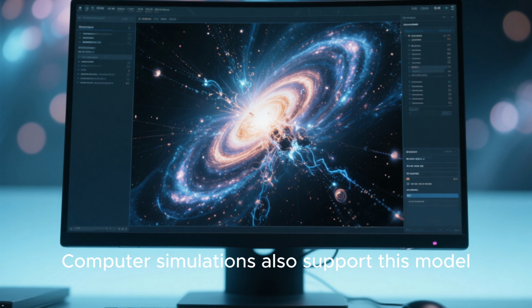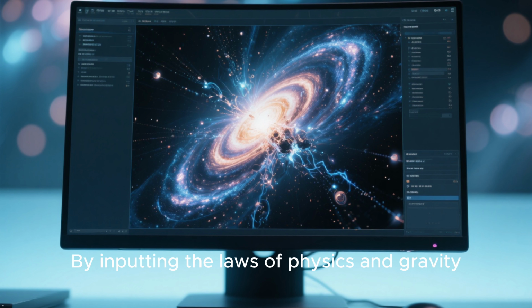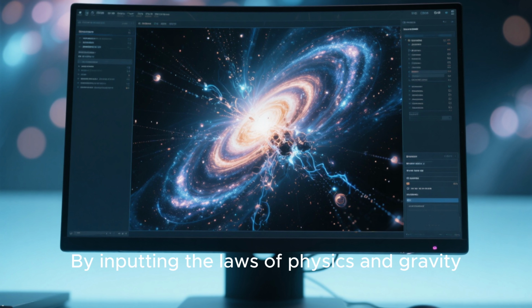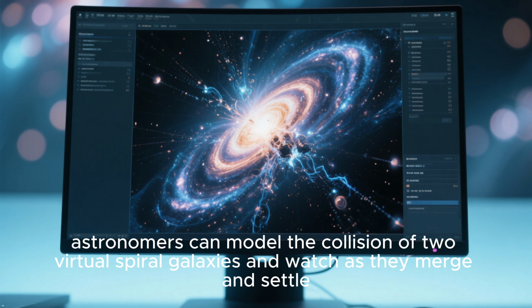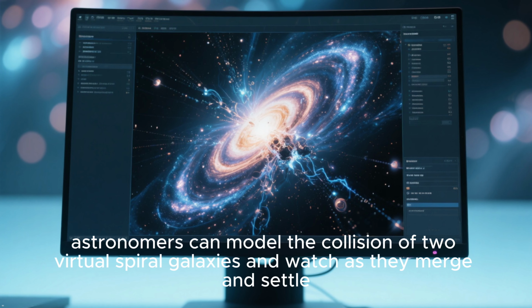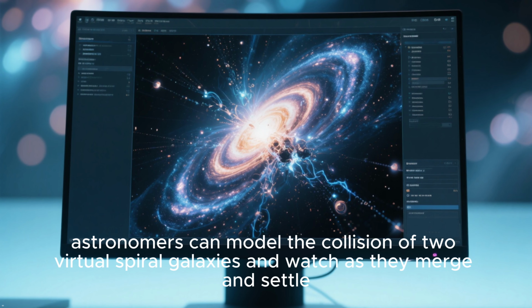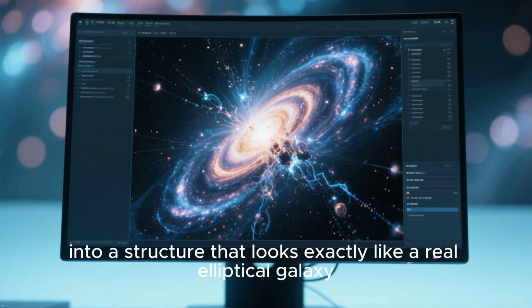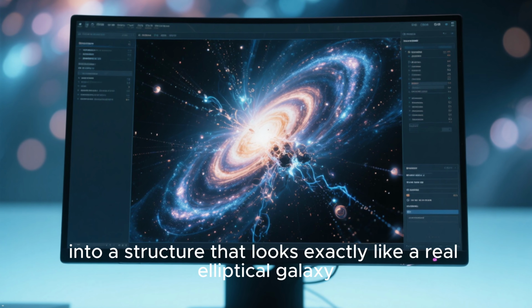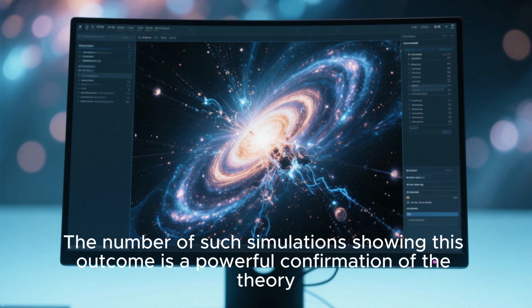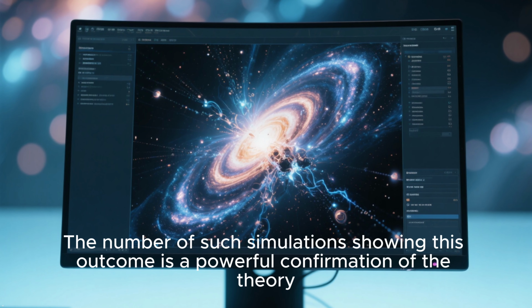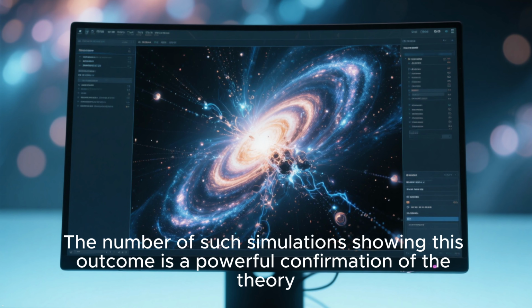Computer simulations also support this model. By inputting the laws of physics and gravity, astronomers can model the collision of two virtual spiral galaxies and watch as they merge and settle into a structure that looks exactly like a real elliptical galaxy. The number of such simulations showing this outcome is a powerful confirmation of the theory.